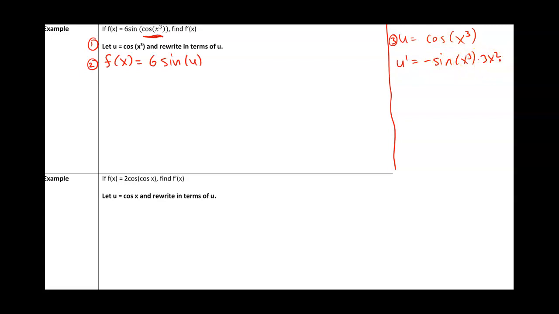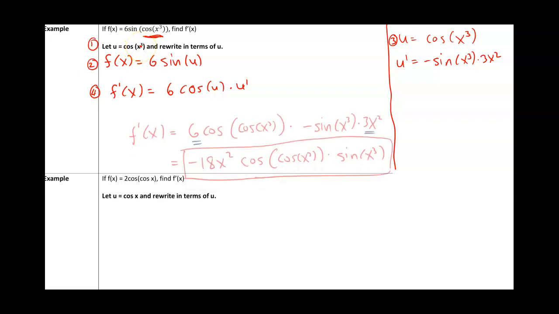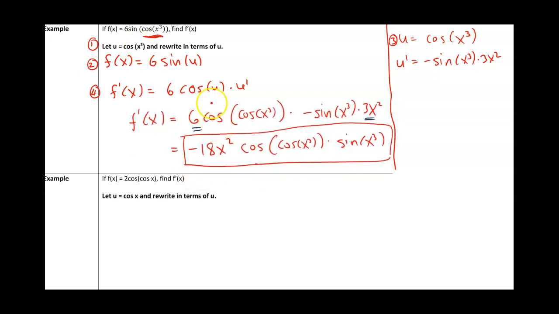So now let's go back to f prime. F prime of x is going to be 6 times the cosine of u, since the derivative of sine is cosine, times your u prime. So let's do substitutions. U is equal to cosine of x cubed. So we have 6 times cosine of u, which is cosine of x cubed, times u prime, which is going to be negative sine of x cubed times 3x squared.